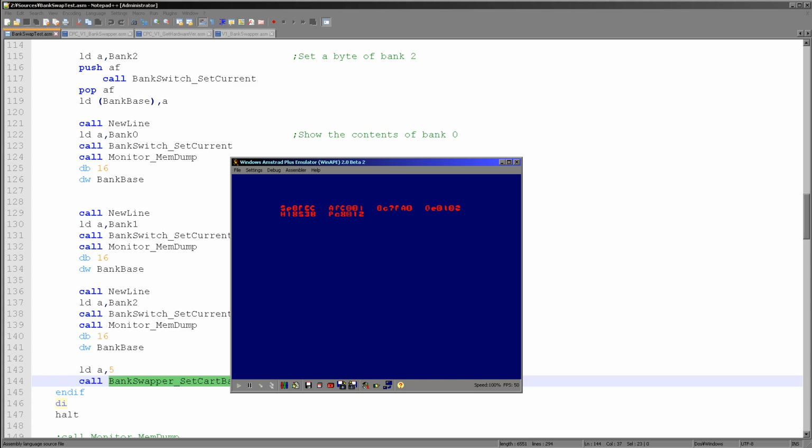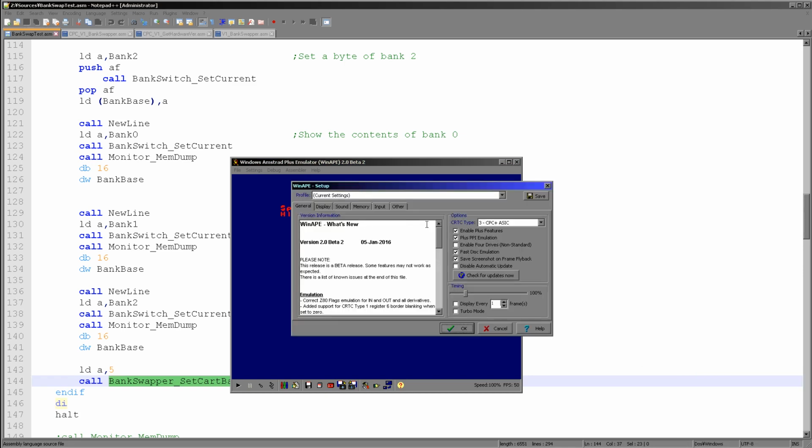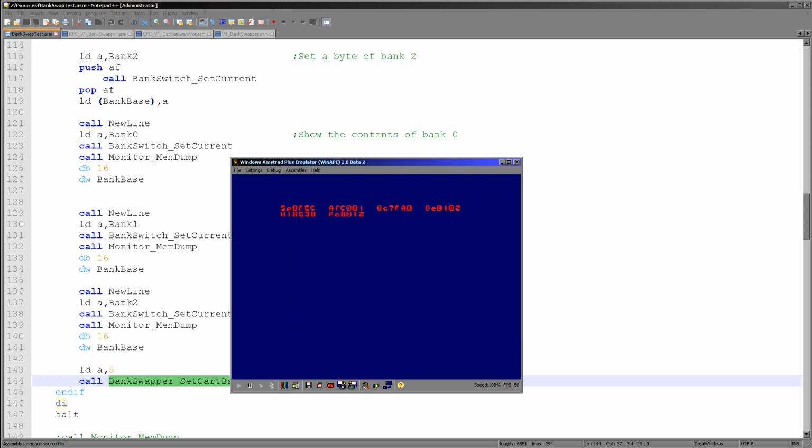So here you can see D is currently 1 and E is 2. So that would imply our system is a CPC Plus with 256K of memory. Let's have a look. Well, you can see we do indeed have a CPC Plus, and we do have the 256K of extra memory here. So let's see that extra memory in action. So I'll just press the space key.